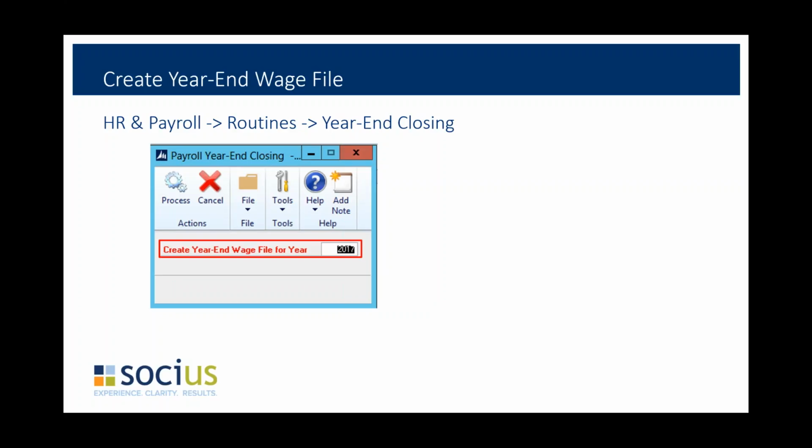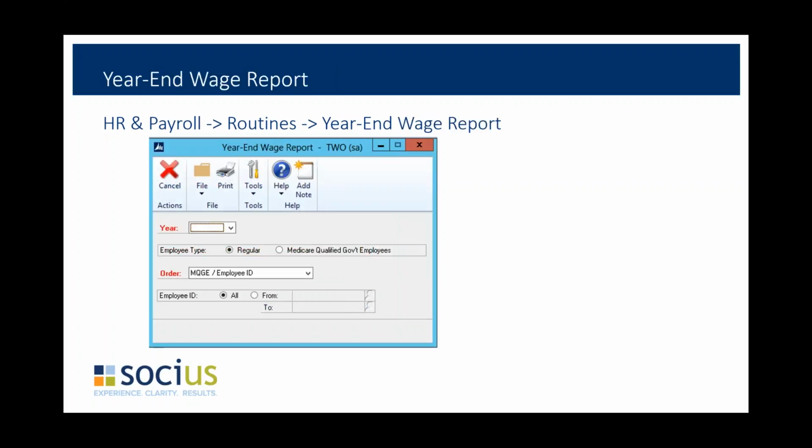But ultimately, what's going to happen is you're going to go to this window, and you're going to click on Process, and it will then create that year-end wage file for you. So the actual year-end closing process is really the creation of a year-end wage file, and then your W-2 and 1099-R process is a result of that closing process. So from there, we also, under that routine area, have the ability to print a year-end wage report. Really, this is going to summarize everything that exists inside that year-end wage file so that you can take a look at it and make sure that it is all proper.